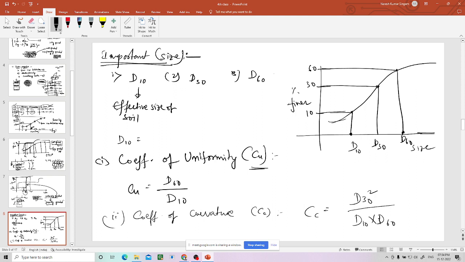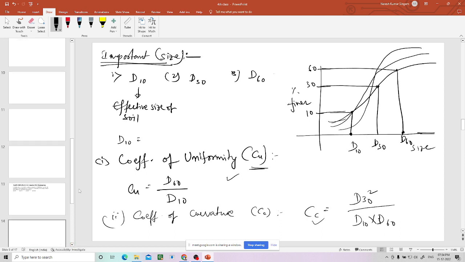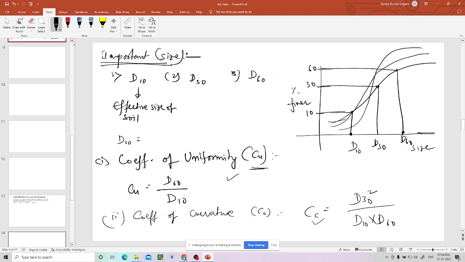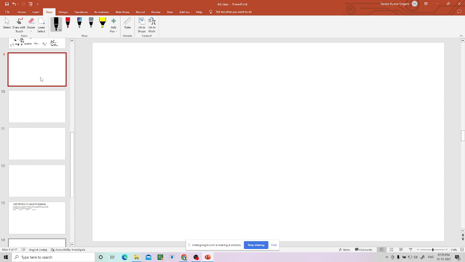Suppose the curve is like this, another curve may be something like this. So which is well graded? By just seeing them you cannot predict which is well graded, which is uniformly graded, and which is in between. That is the reason why you need to find out these two coefficients from the curve. After finding them, there is a range for that.